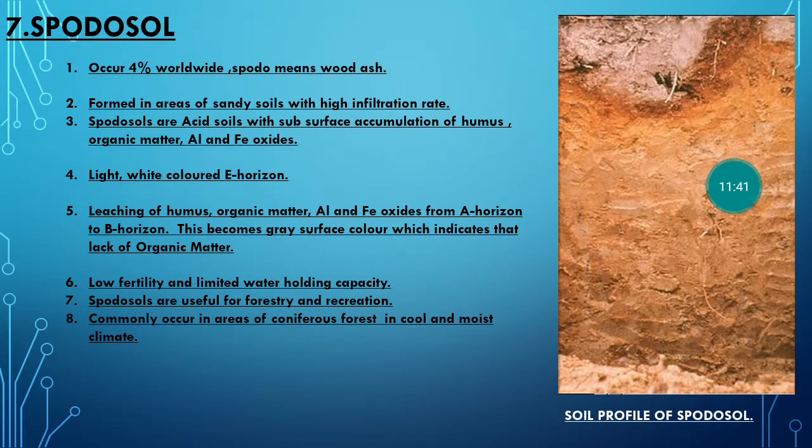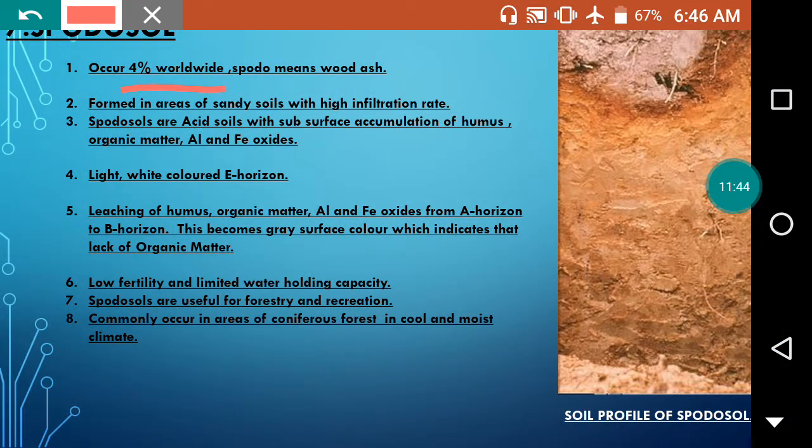And after that, spodosols. The spodosols occur on 4% worldwide. Spodo means wood ash, and they are formed in sandy soils with a high infiltration rate. Spodosols are acid soils actually, with surface accumulation of humus, organic matter, and aluminum oxide. And spodosols have a light white colored E horizon. And the leaching of the humus, organic matter, aluminum, and iron oxides from the A horizon to the B horizon makes the gray surface color and indicates a lack of organic matter.